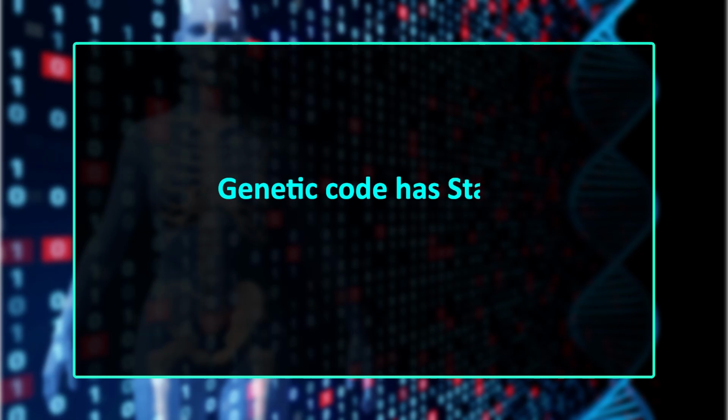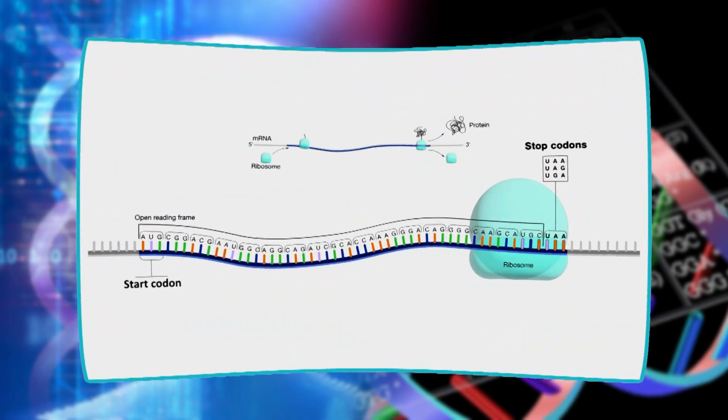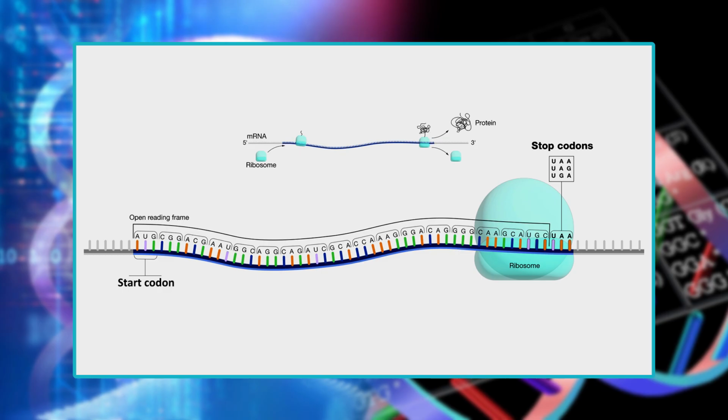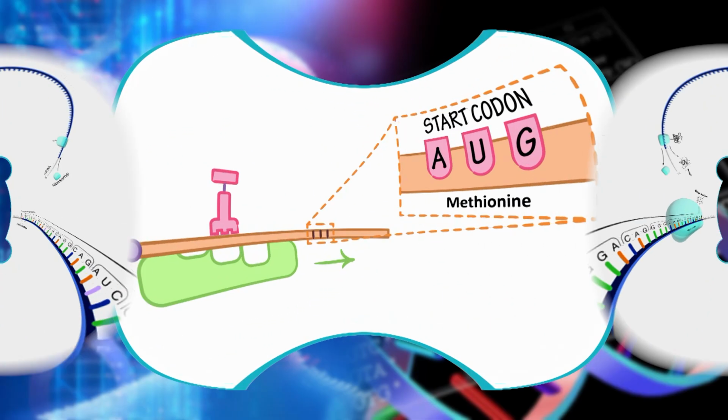Dear students, let's now discuss that the genetic code has a start and stop codon. As we know, the genetic code is degenerate, that is, more than one codon can code for a single amino acid. Due to this, of the 64 codons, 61 codons code for the 20 amino acids. There are two punctuation marks in the genetic code called the start and stop codons, which signal the start and end of protein synthesis or translation in all organisms.